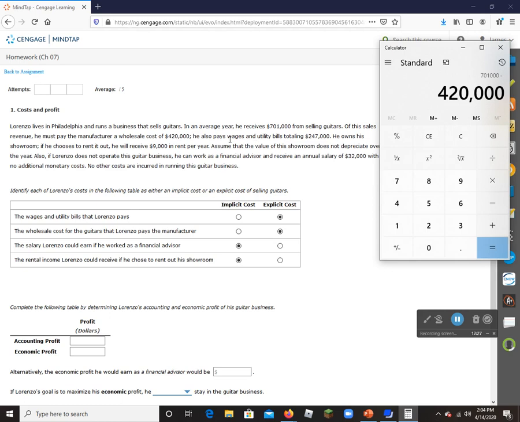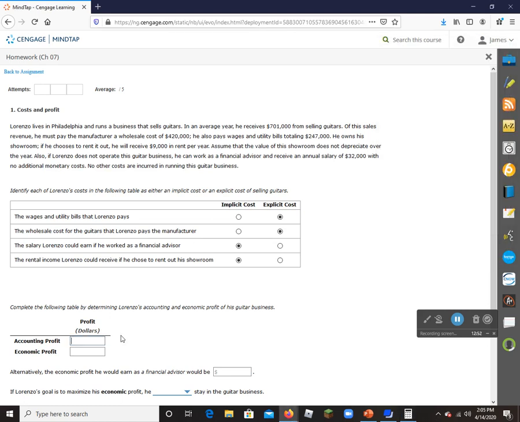He also pays wages and utility bills. So we'll hit minus. That's money coming out of his pocket, so that's a negative, $247,000 in wages and other bills. He has no other explicit costs, so we're going to hit equals here. And that is his accounting profit. He makes an accounting profit of $34,000.